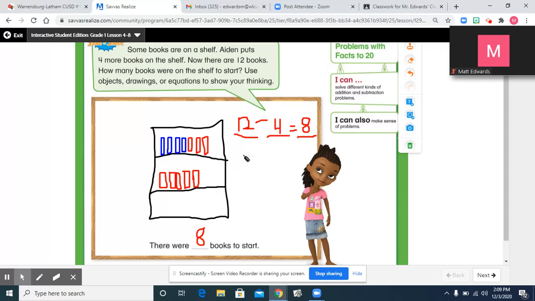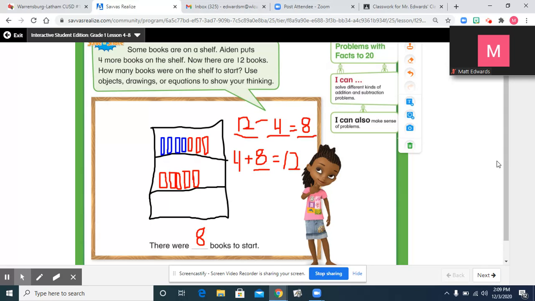You could also do an addition equation. 4, which are the books he added on, plus blank, that's the books we started with, we don't know what that is, equals 12 books in all. And if you started on 4 on your number line and try to see how many hops it took to get to 12, you would know that it would be 8. So our answer is 8.